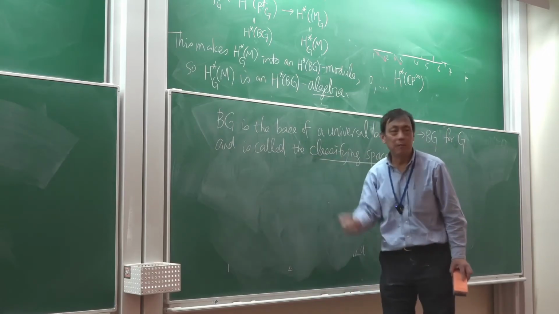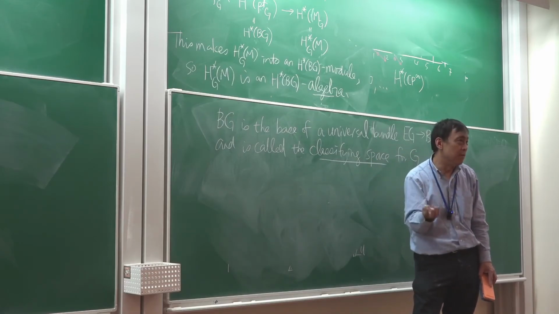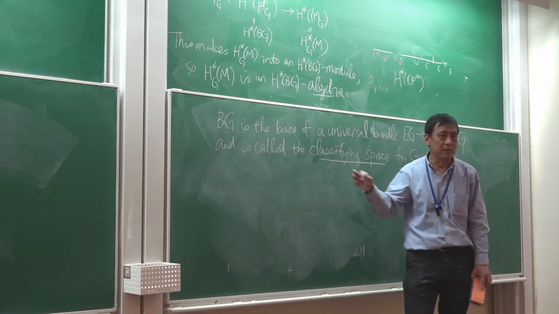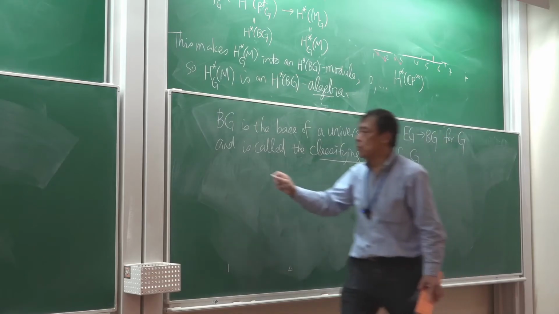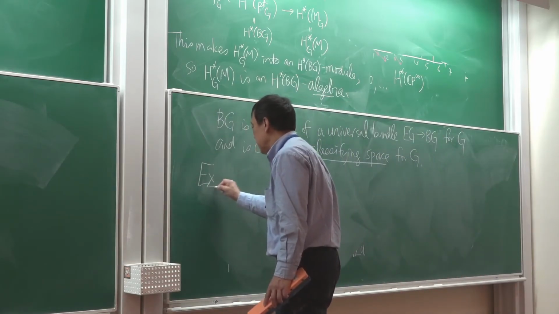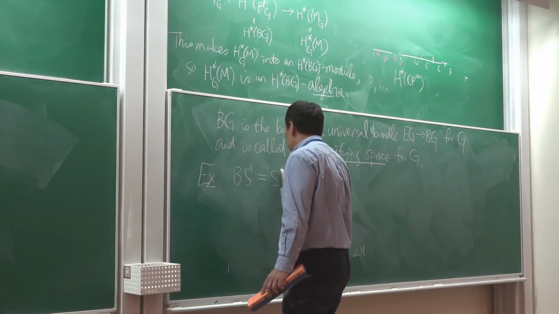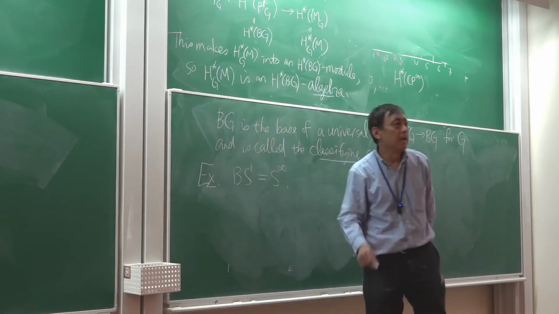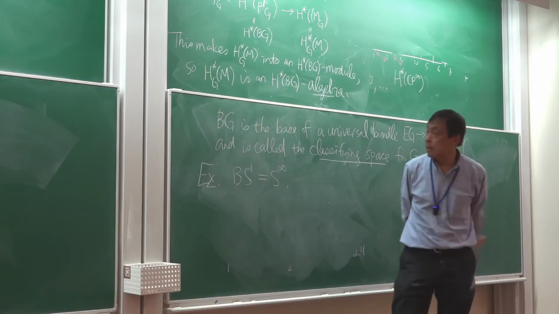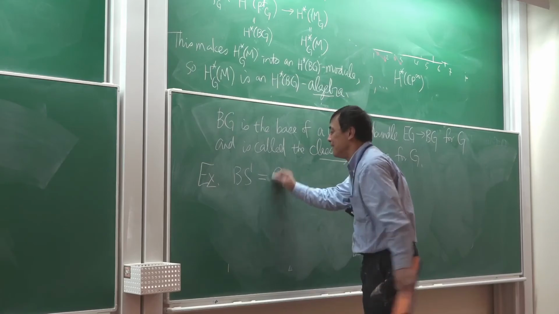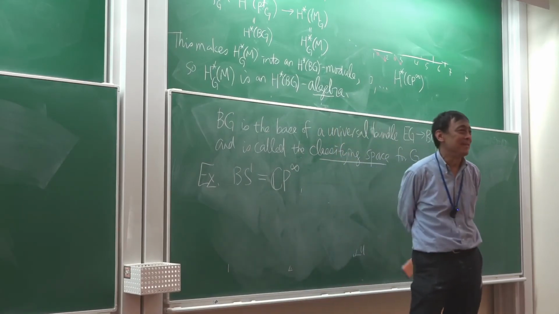We can say "the" classifying space, because it turns out that all the different BGs are homotopy equivalent. So there is really only one. And we already have some examples. So BS1 is S infinity. Sorry, no, CP infinity, yeah. BS1 is CP infinity, okay?